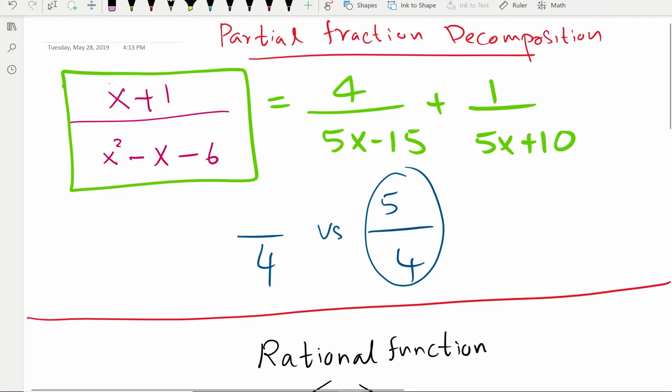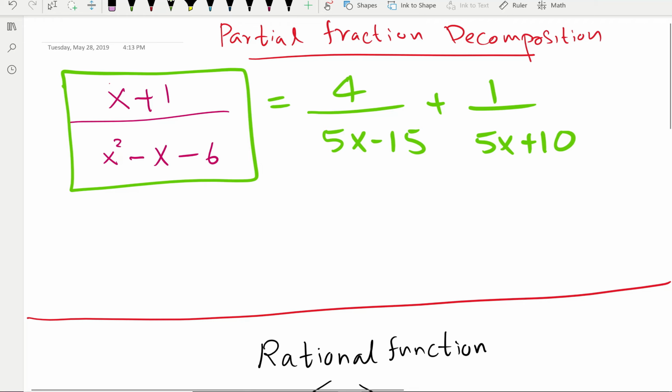Now, in partial fraction decomposition, we deal with rational functions, meaning we have a polynomial over a polynomial. So how do you compare which polynomial is bigger than the other? Well, we compare using the degree of the polynomial. So for example, in this fraction, which one is bigger, x plus 1 or x square minus x minus 6? We can compare them using the degree. So we have two cases depending on the degrees of numerator and denominator.